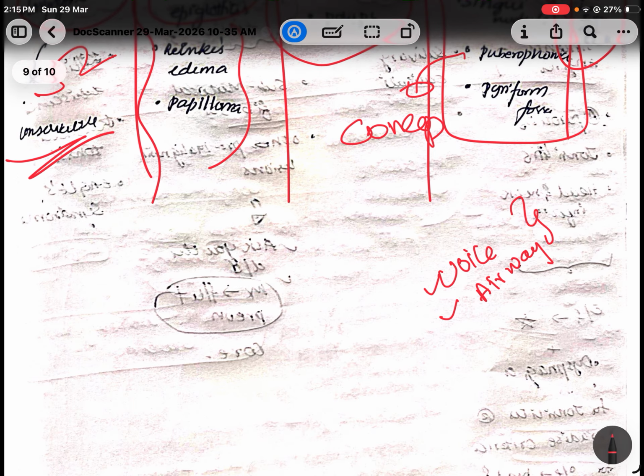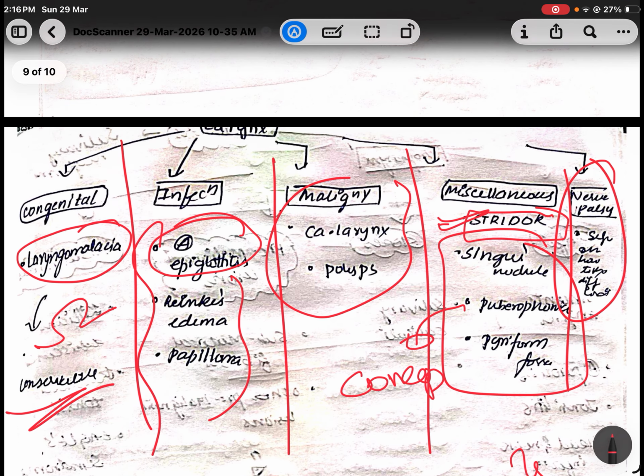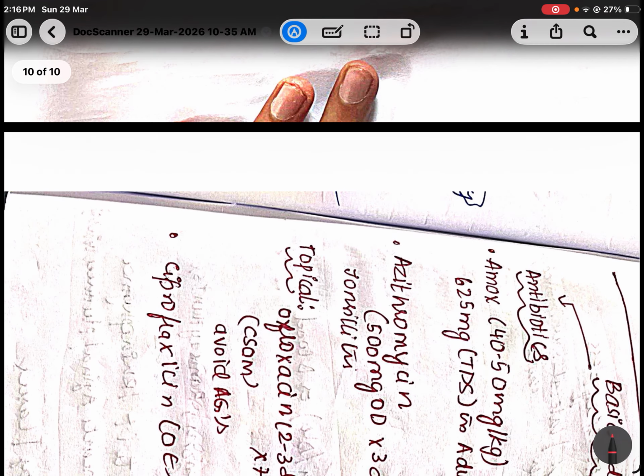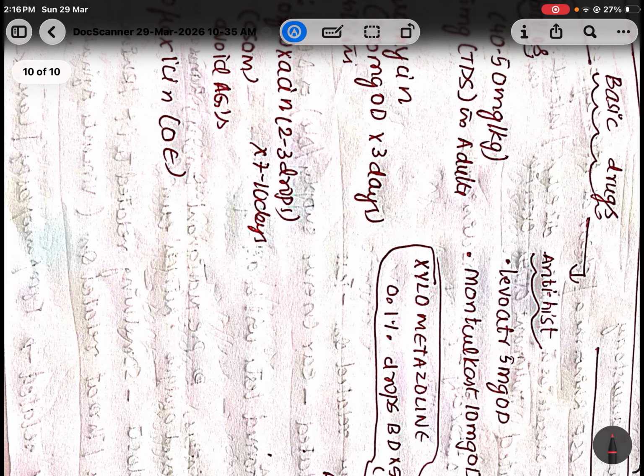Again, on examination, what is the important thing which you need to write about? Indirect laryngoscopy, what you will see. Again, if it's a mass, you will see a mass. Again, if it's an infection, you will see signs and symptoms of inflammation. Got it? That's it. Now coming to the important thing. Oh, it's like this. Okay.